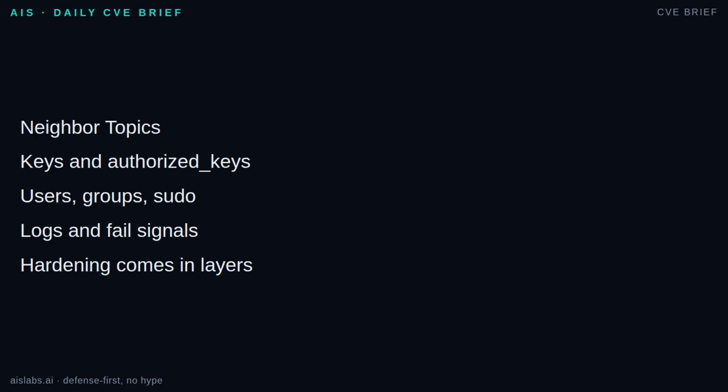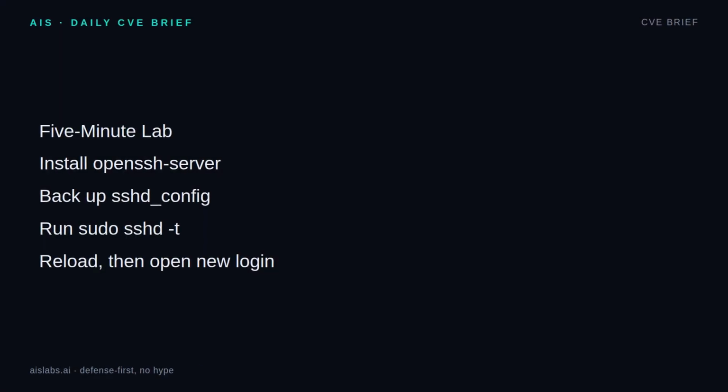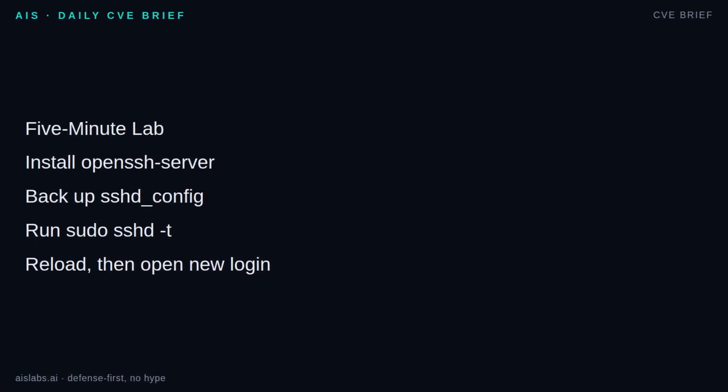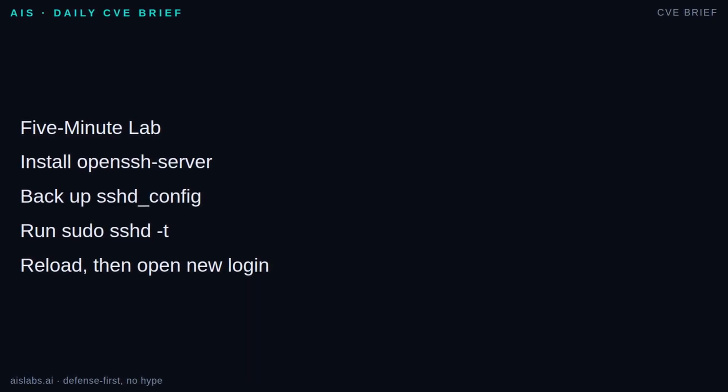For now, the foundation is simple. Know where server policy lives, change one thing at a time, validate it, reload it, and verify from a fresh session. Five-minute practice on a machine or VM you own. Install OpenSSH Server with apt or DNF. Open one terminal and SSH to the machine, even if it is just from your host into a local VM. Leave that session open.